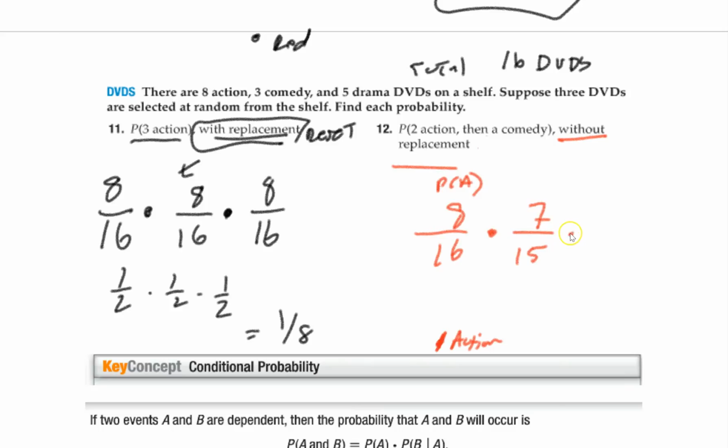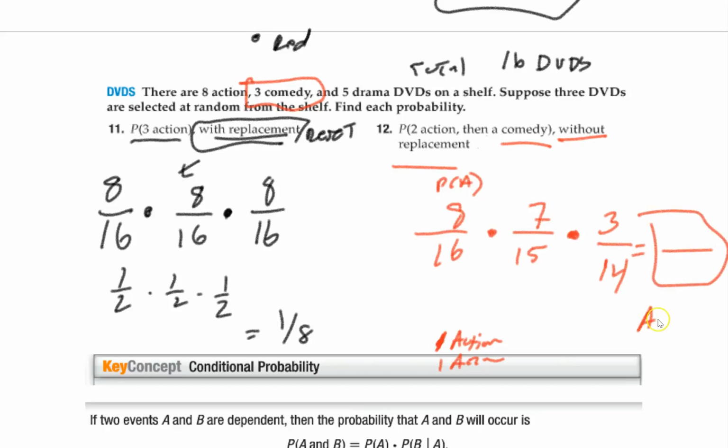7. So now there's 2 action. And then for the last one, I want a comedy. Again, I took 2 DVDs out, so there's 2 less now. There's only 14 total. And I want a comedy movie. I haven't picked a comedy yet. So how many comedies are there? There's 3 comedies, so they're all still there. And I just multiply this out and you get some number as an answer.